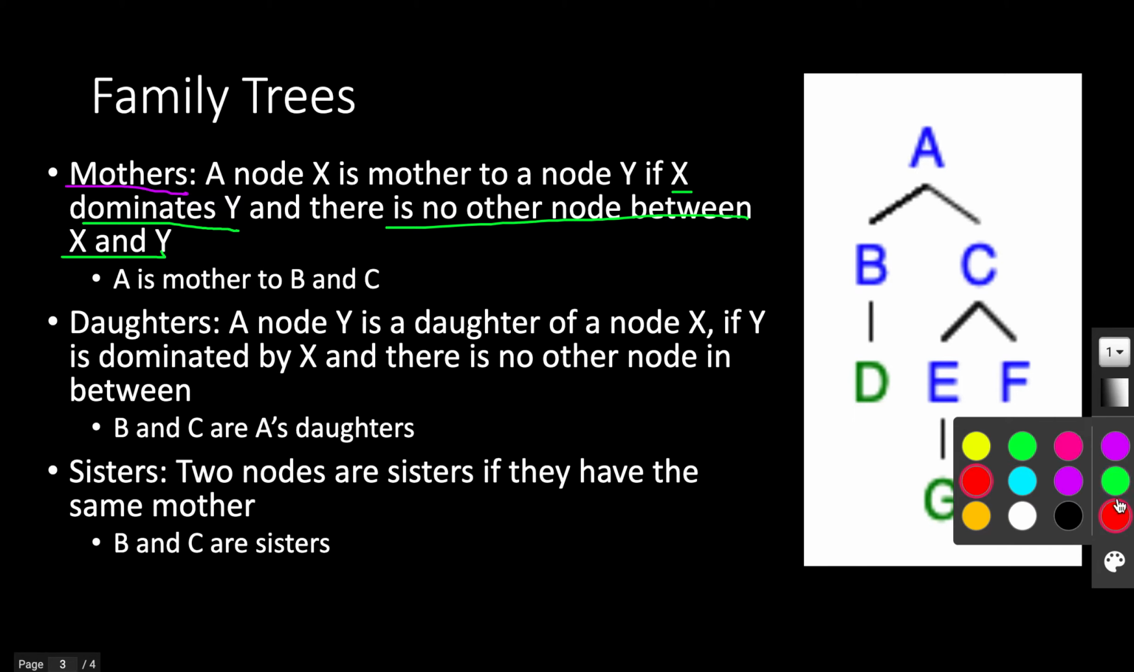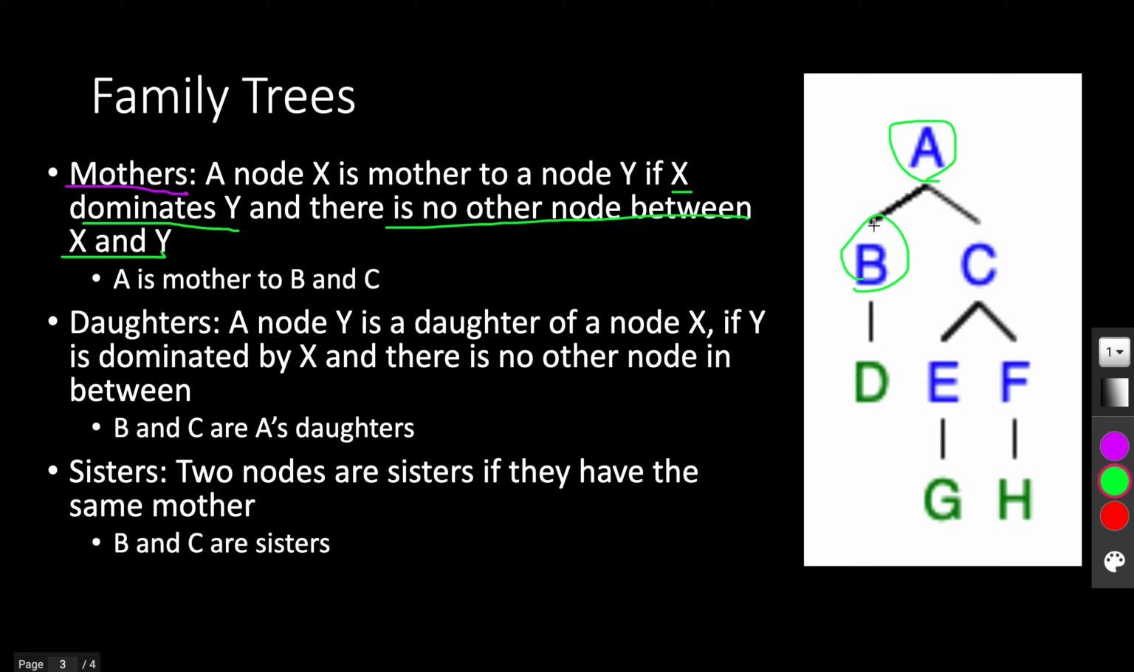So again, if we look at B here, we see that it is dominated by A, right? And there's no other node between. And the same is true of C. I also want to point out, first, that all these relationships are things that apply to nodes, right? It's a daughter that's a node, it's a mother that's a node, right? Not to branches or anything else.